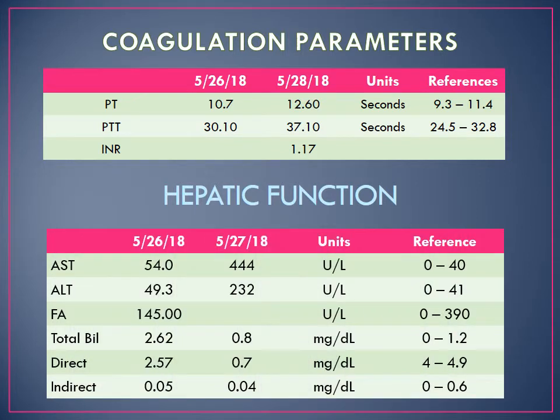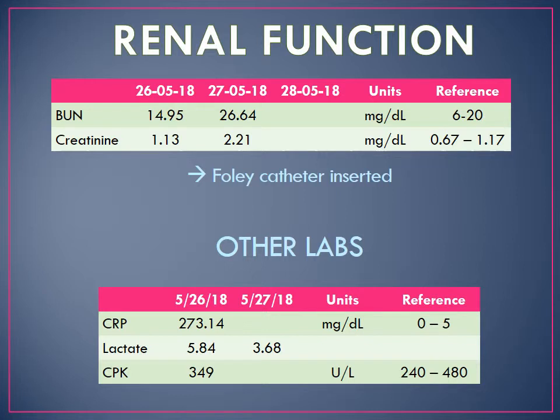However, his hepatic function became abnormal. His AST and ALT levels were normal initially, and the next day they became elevated. He also had hyperbilirubinemia with direct predominance. His creatinine also increased from one day to the other, consistent with an acute kidney injury. He ultimately had an indwelling Foley catheter inserted as well. Other labs were abnormal too, such as CRP, lactic acid, and CPK, which were all elevated.